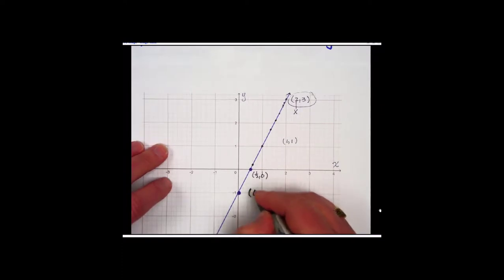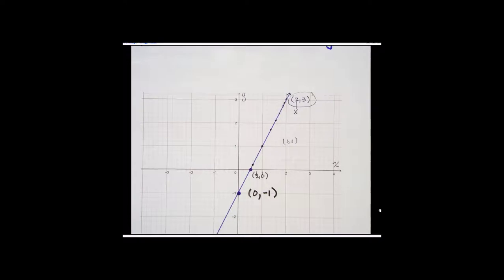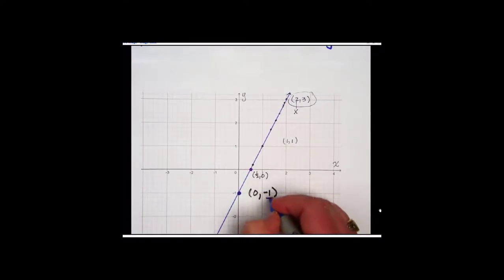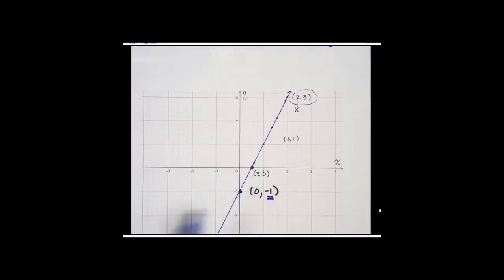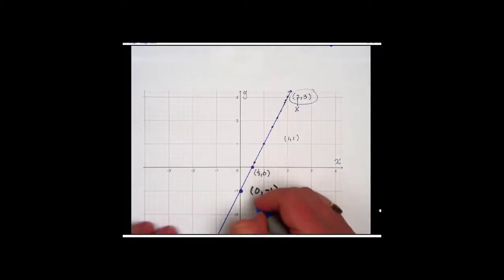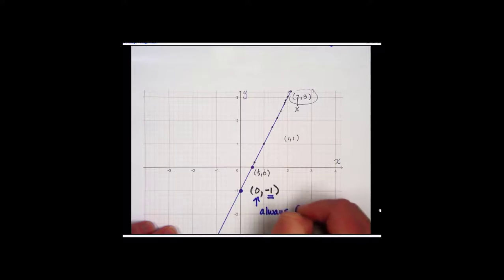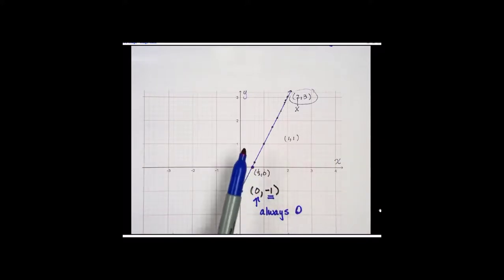-1. Okay? And notice that I said it is the y-coordinate. So it is -1. Why is it the y-coordinate? Well, it can't be the x-coordinate because something funny about a y-intercept. The x-coordinate is always 0. That's what it means to have a y-intercept.